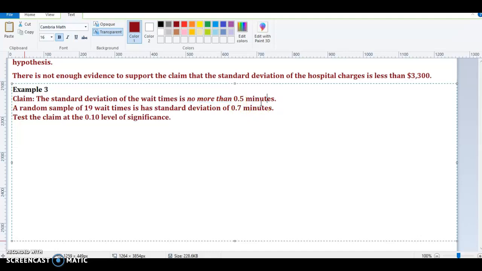Okay, a random sample of 19 wait times has a standard deviation of 0.7 minutes. Okay, so we're going to test the claim at the 0.10 level of significance. All right, so let's go ahead and go to StatCrunch.